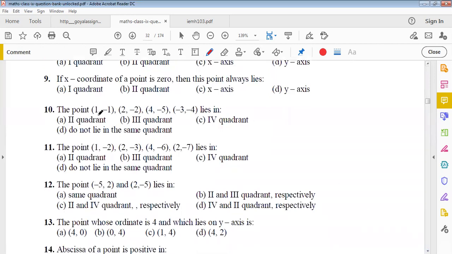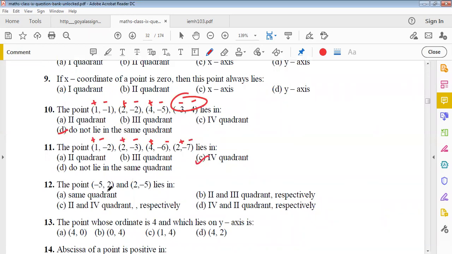1 comma minus 1: plus, minus. Which quadrant? Do not lie in the same quadrant because these three are equal, but this is different. Now this one, plus minus, all are the same. So all are lying in the third quadrant. Sorry, fourth quadrant, because in the third quadrant both are negative.